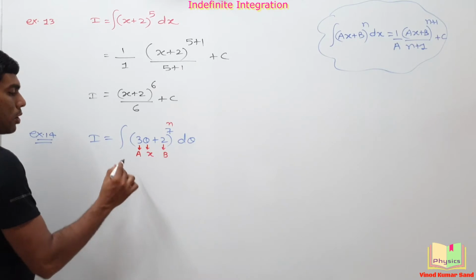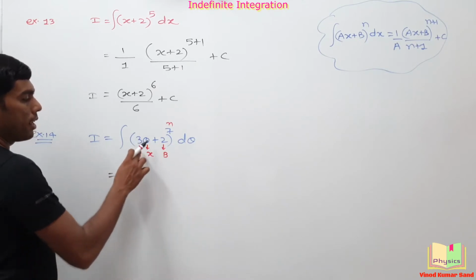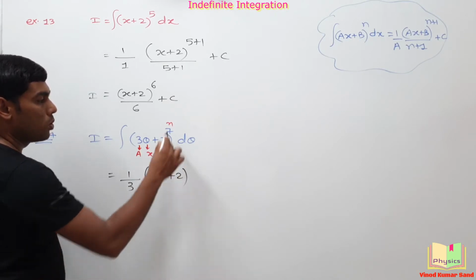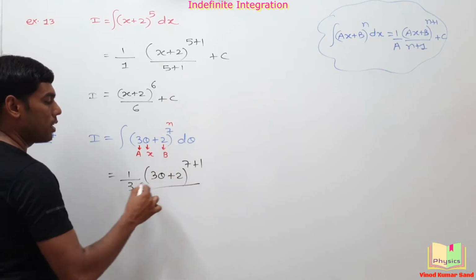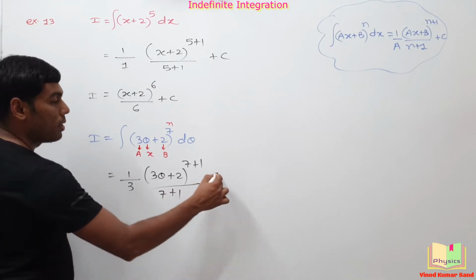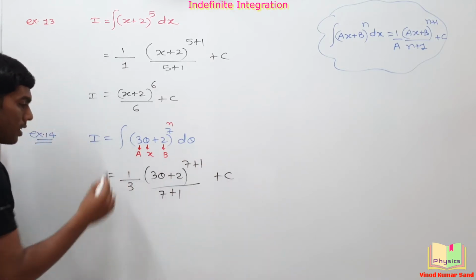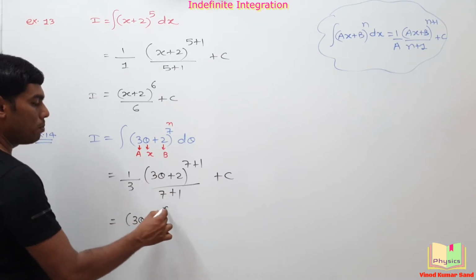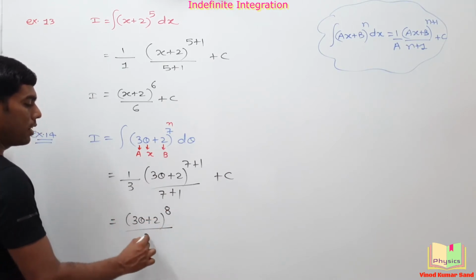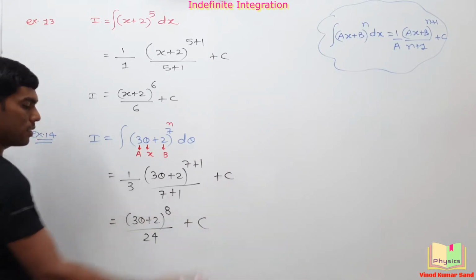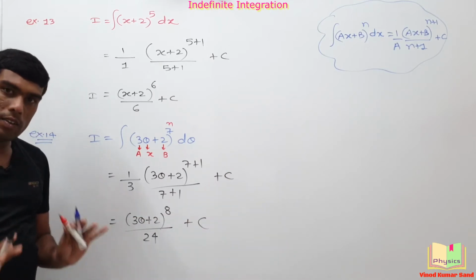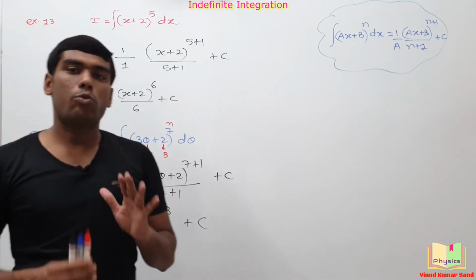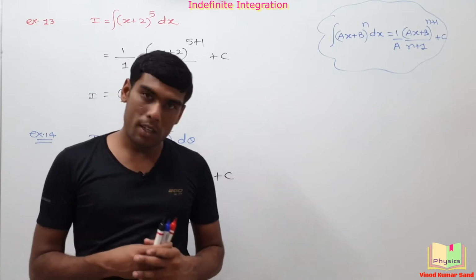So I am putting up the values. 1 by a is 3, then (3 theta plus 2) power 7 plus 1 divided by 7 plus 1 plus some constant c. Let us simplify it further. (3 theta plus 2) power 8 divided by 24 plus c. Done? Okay, you can note it down. Then we'll see few important rules related to the integration.